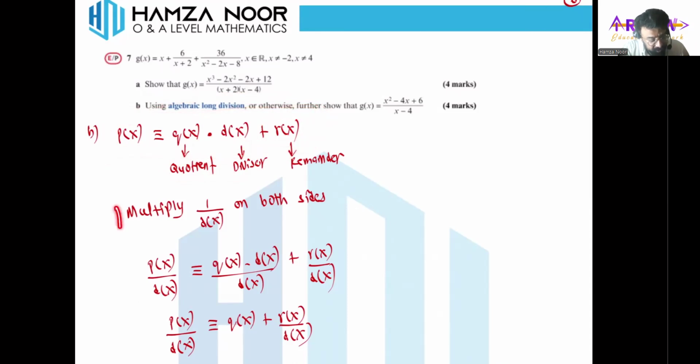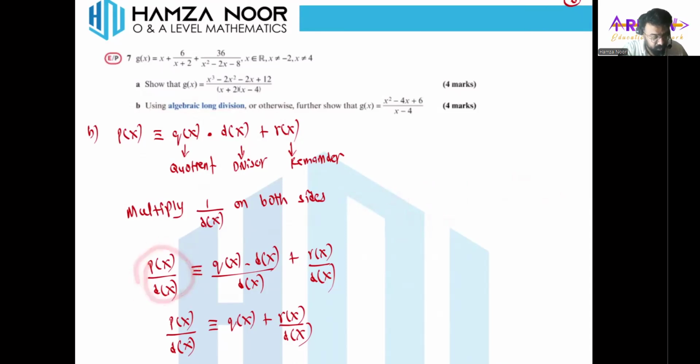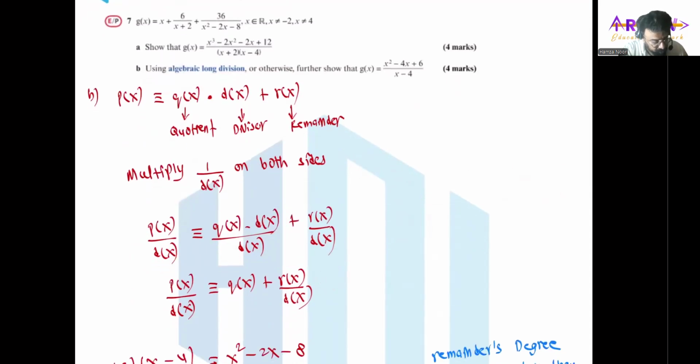That adjustment is to multiply 1 over dx on both sides, or you can say divide the divisor on both sides. You can also say divide dx on both sides. Both statements mean the same thing. So what would be the outcome? When the polynomial is divided by the divisor, this will be identical to qx into dx upon dx plus rx over dx. Therefore I can say that px over dx is identical to qx plus rx over dx, because the divisor and divisor got cancelled out.